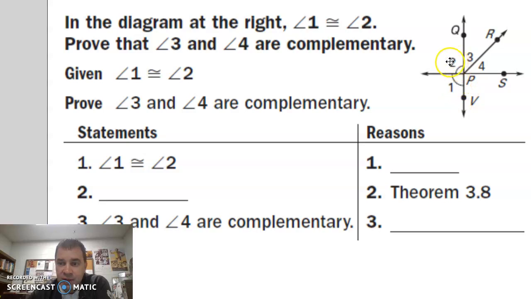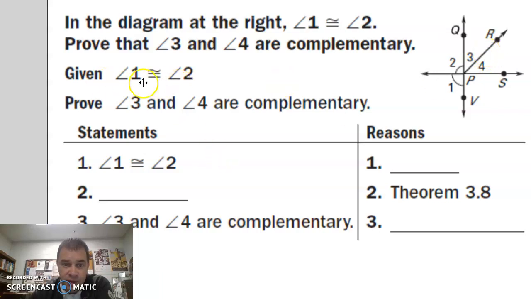These two are labeled as angles 1 and 2. Over here we got angle 3 and 4. Okay, so let's take a look at now what's written about that stuff. It says in this diagram 1 and 2 are congruent, and yep, we see that. That's shown with the little arcs. We're trying to prove that 3 and 4 are complementary.